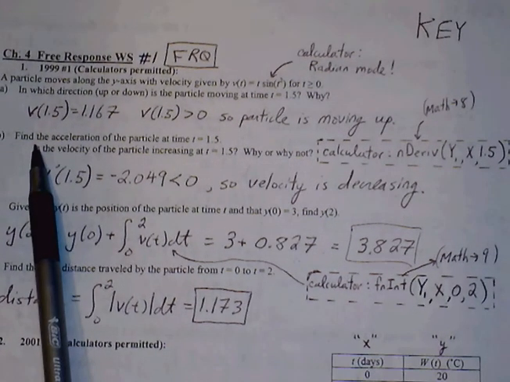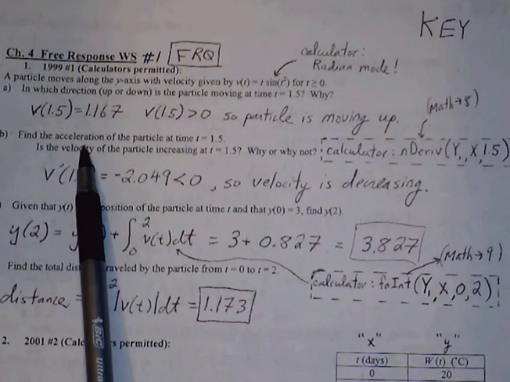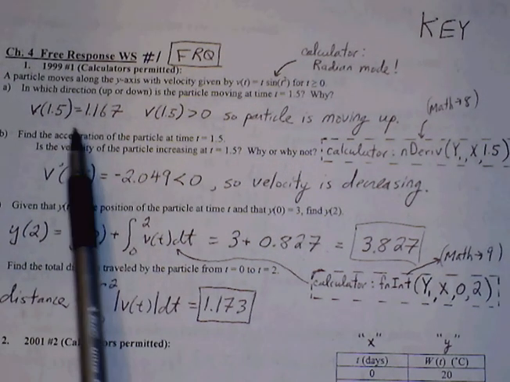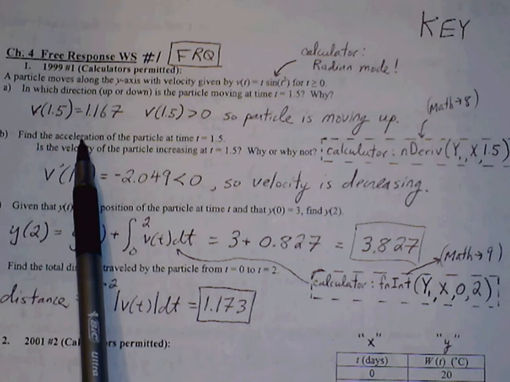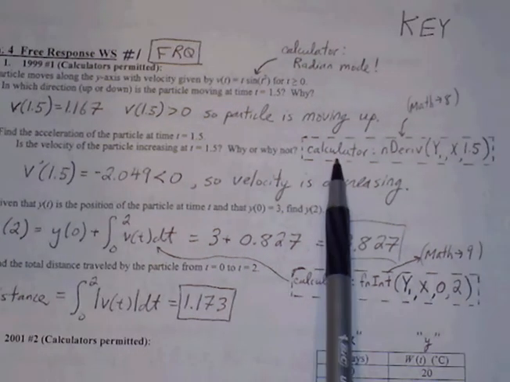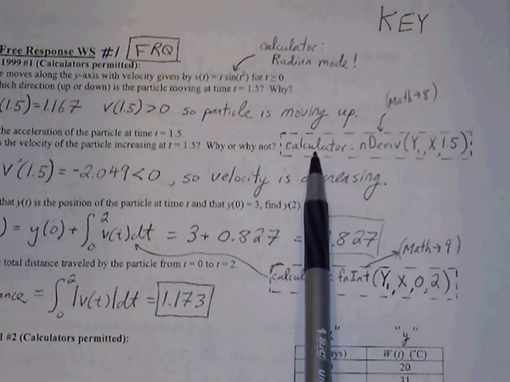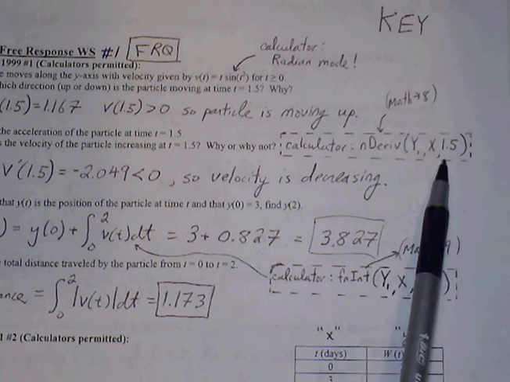Okay, part B, find the acceleration of the particle at time t equals to 1.5. Now acceleration is simply the rate of change of velocity, or in other words, acceleration is the derivative of velocity. So the calculator can allow us to evaluate the derivative at a specific value.